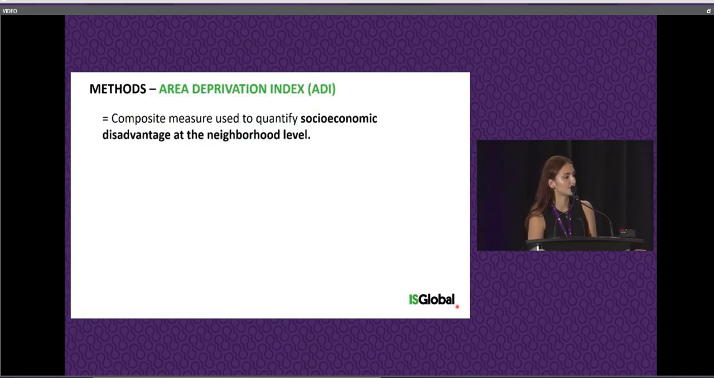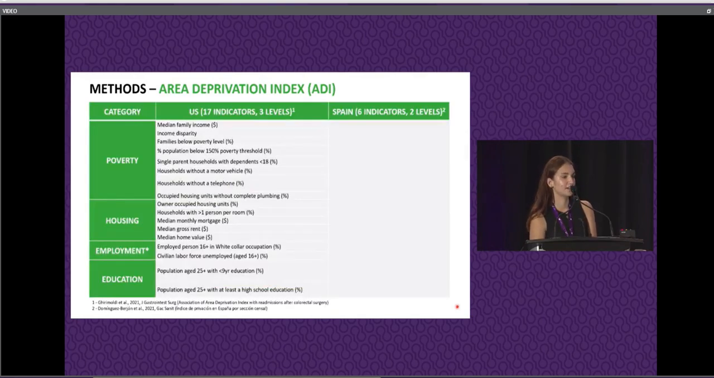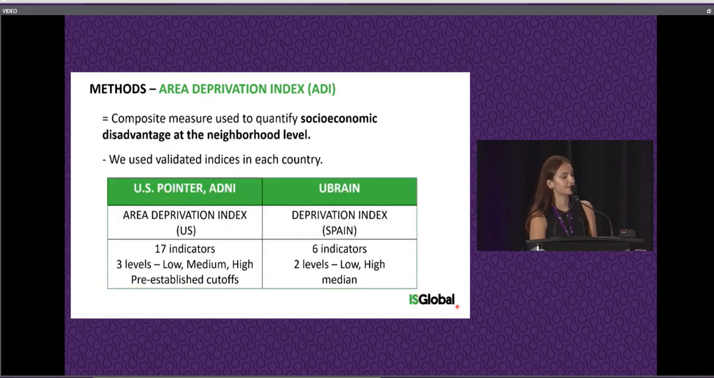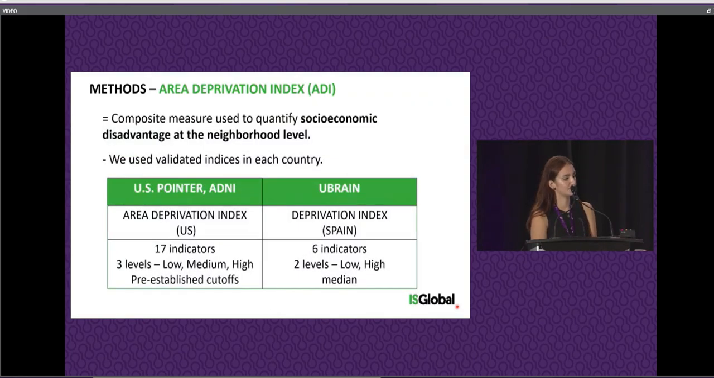Area deprivation index is a composite measure used to quantify socioeconomic disadvantage at the neighborhood level. And we use validated indices for each country. So for US Pointer and ADNI, we use the area deprivation index from the US, which is composed of 17 indicators on different subscales, such as poverty, housing, and employment, and is divided in 3 levels of low, medium, and high deprivation by pre-established cutoffs. In UBrain, we use the deprivation index validated in Spain, composed of 6 similar indicators, and divided into 2 levels of low and high deprivation by the median, because for this index we don't have pre-established cutoffs.